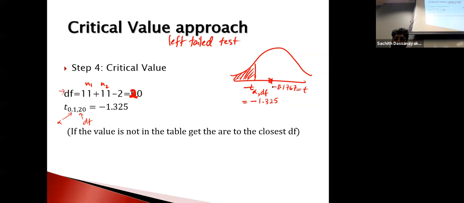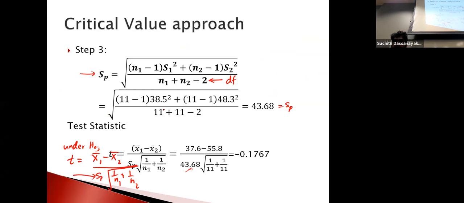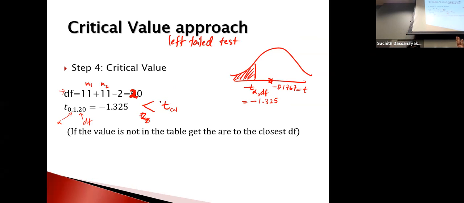Clear? Because this value is less than your t value, or t cal, the calculated t value. This is negative 1.3 something, but this is negative 0 point, right? So negative 1.3 somewhere here, negative 0.1 somewhere here. So it is outside the rejection region.